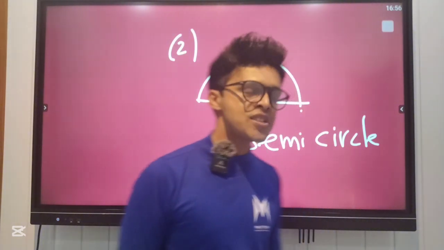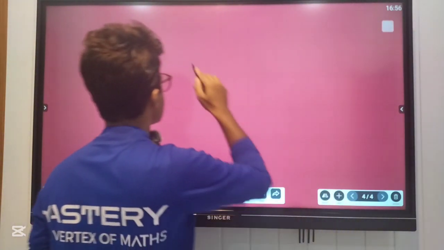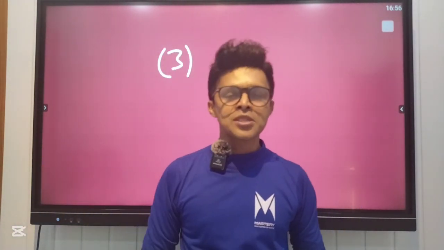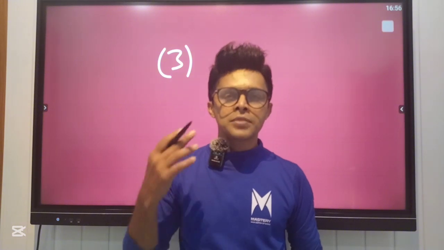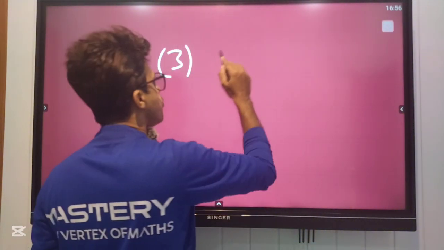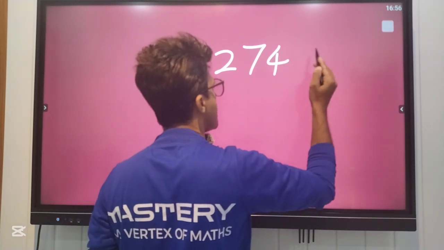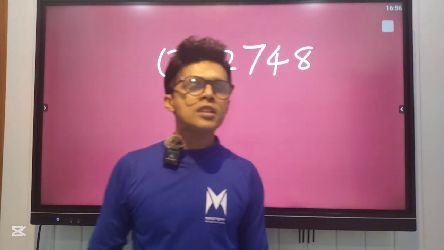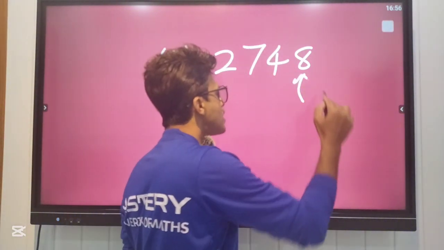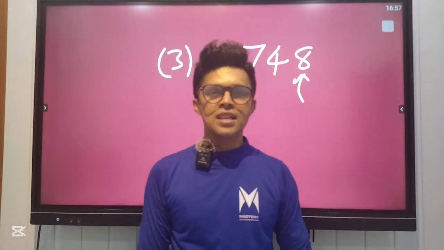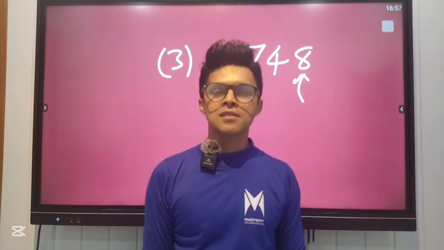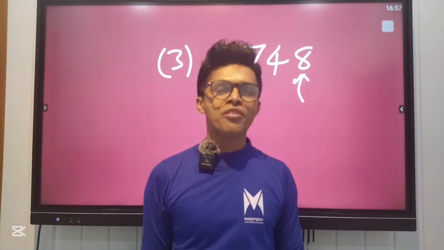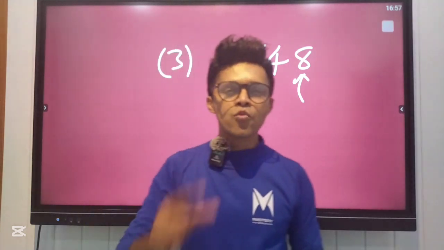We will be starting the third question. The second lesson is place value. The third question is this one. What is the place value of 8 in 2748? Place value of 8 is ones place. This question can be tested at the test.